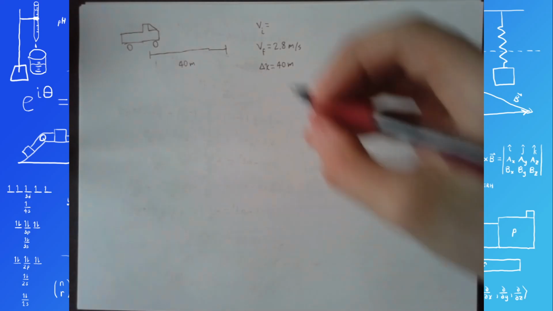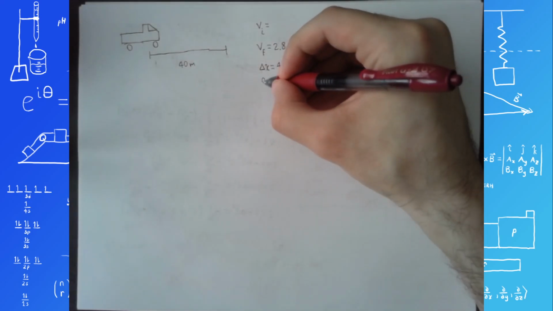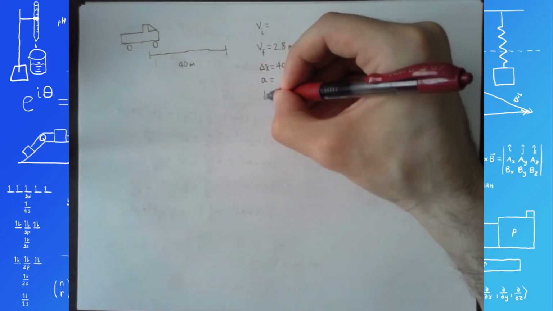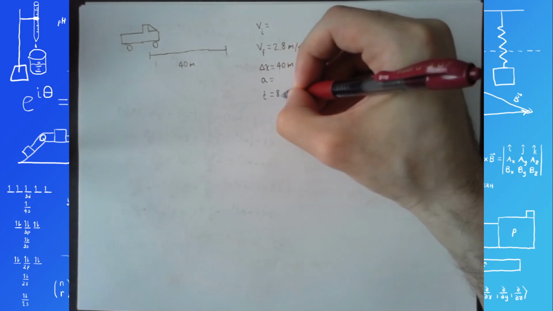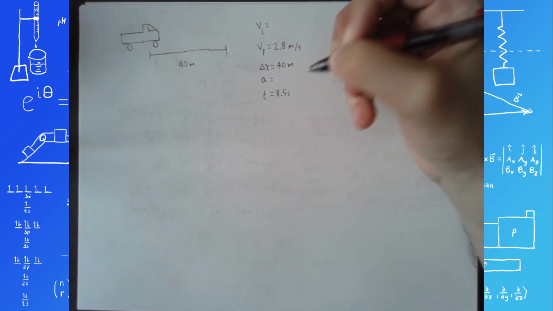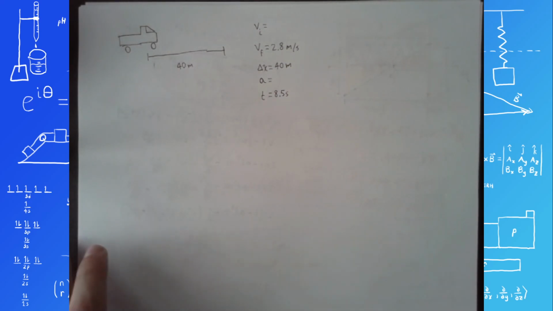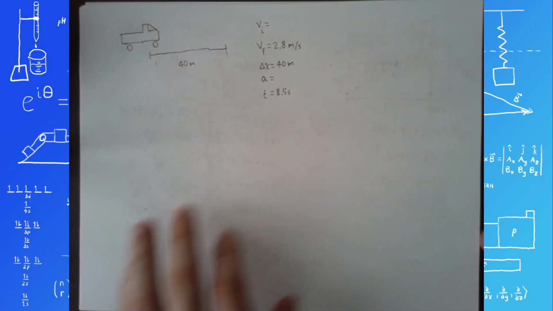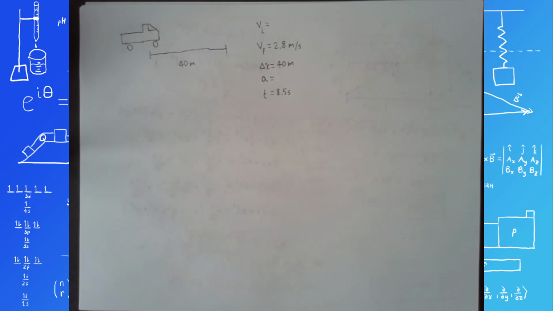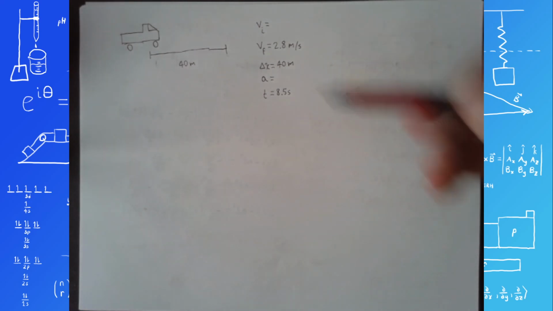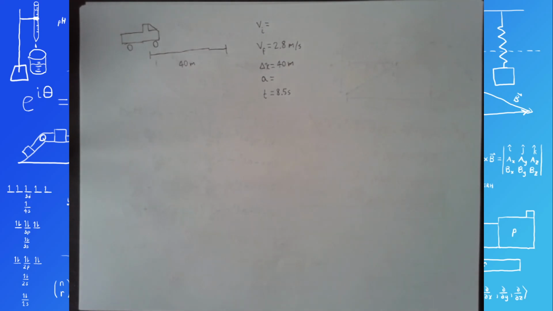And we were given, we don't know the acceleration, we were given the time is 8.5 seconds. It takes 8.5 seconds for this slowdown phase to occur, and in those same 8.5 seconds, 40 meters of displacement is achieved. Okay, so we have 3 of our kinematic variables.